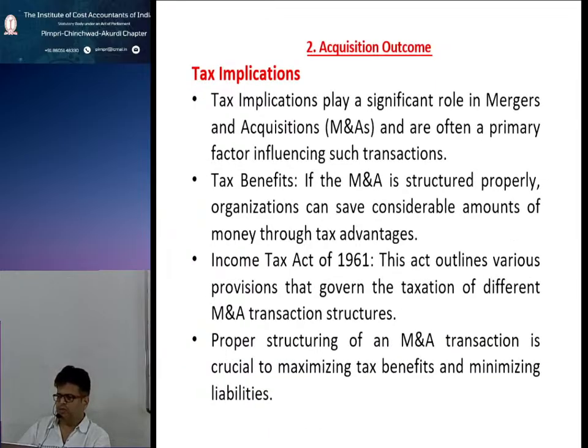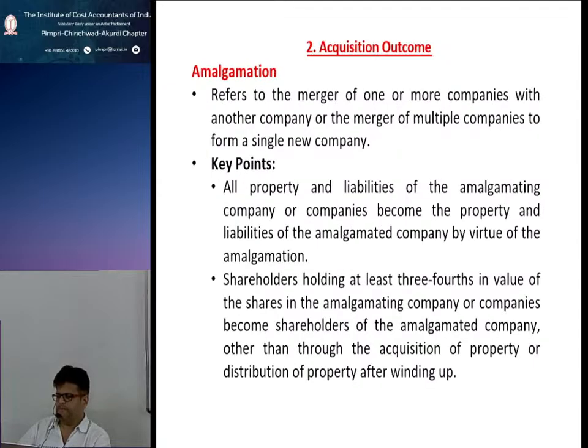Then in acquisition outcomes, obviously the tax implications are very critical. Let's understand that tax implications play a significant role in mergers and acquisitions and are often a primary factor influencing such transactions. Tax benefits: if the M&A is structured properly, organizations can save a considerable amount of money through tax advantages. Income Tax Act of 1961: this act outlines various provisions that govern the taxation of different M&A transaction structures. Proper structuring of an M&A transaction is crucial to maximizing tax benefits and minimizing liabilities.